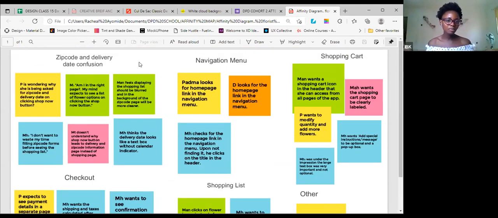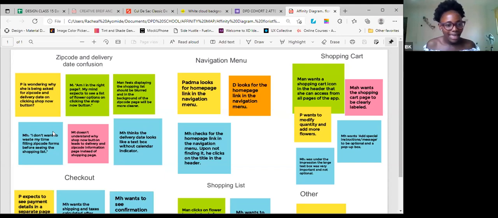After this person did their interview, all the participants said something concerning zip code, concerning delivery, concerning date confusion. That is why the person is able to name this category zip code and delivery date confusion. Let me read a few. The first one, the yellow sticker, says P is wondering why she's being asked for zip code and delivery dates on clicking the shop now button.